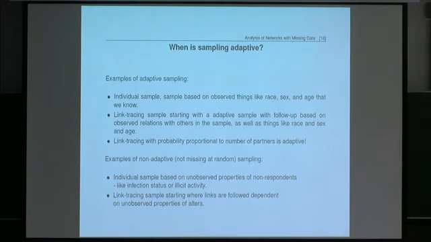Things that are not adaptive, which we can also think of as sampling where the people we do not observe are not missing at random. Examples are an individual sample where people are selected based on unobserved covariates, so things like infection status or illicit activity, or link tracing designs, again, where links are followed based on these unobserved properties.